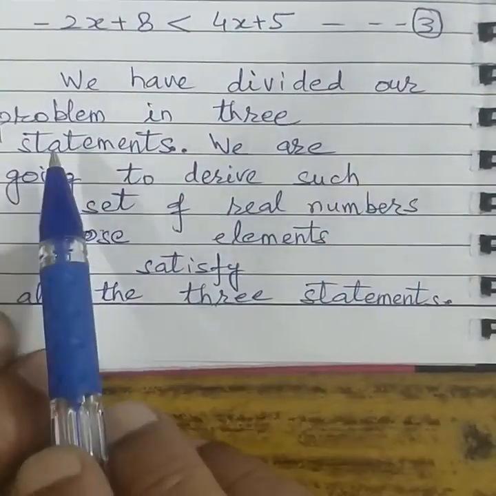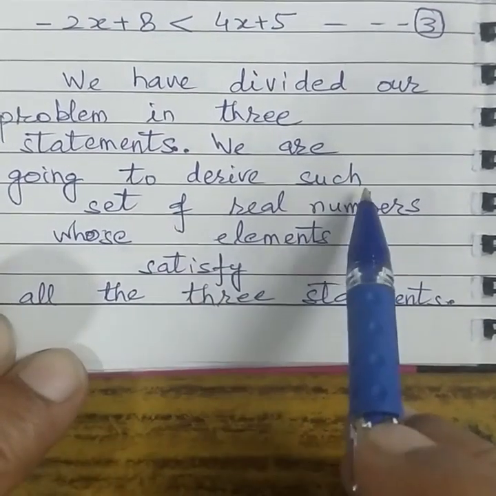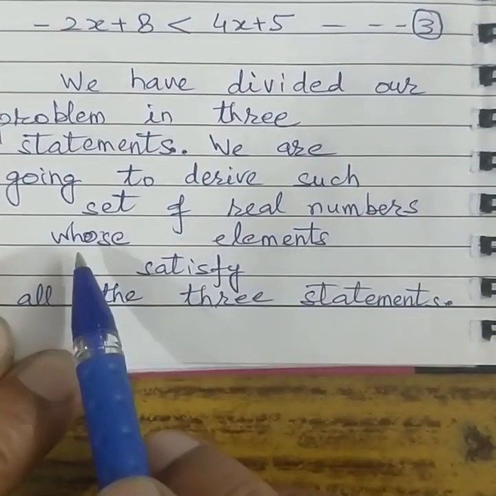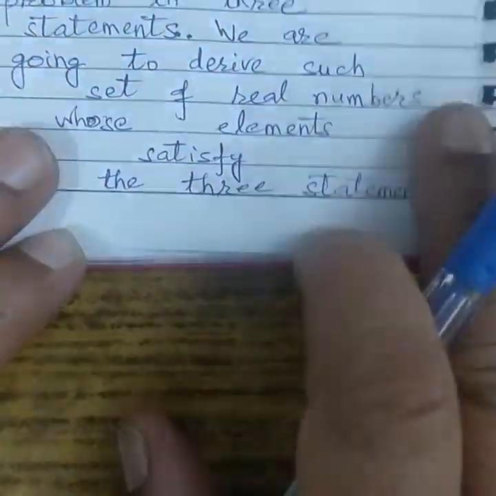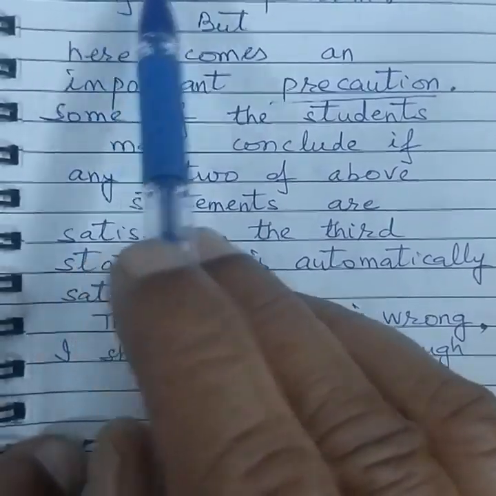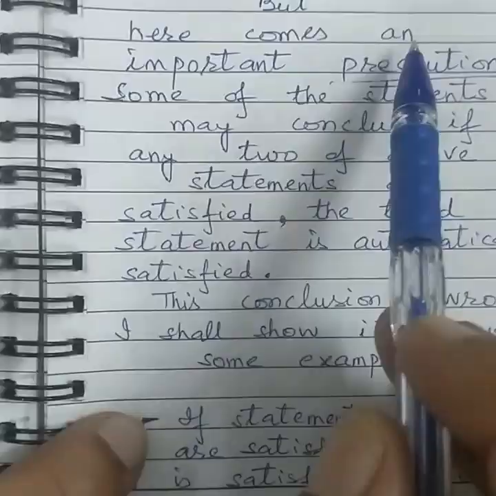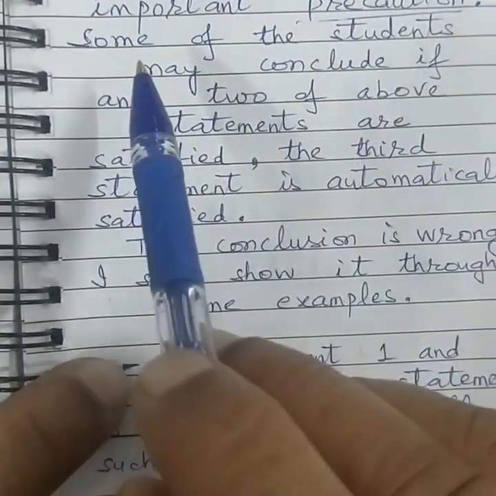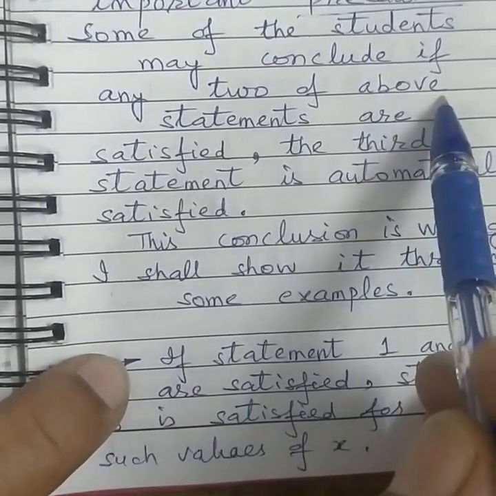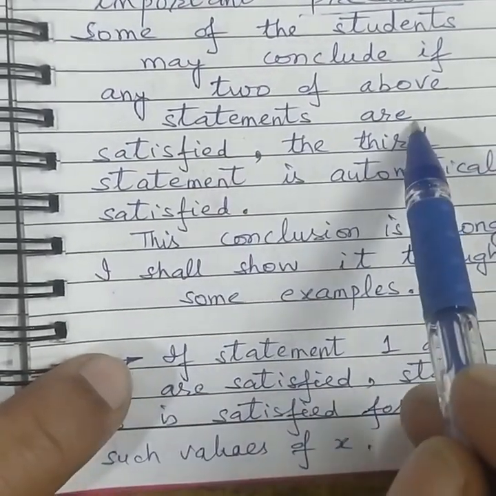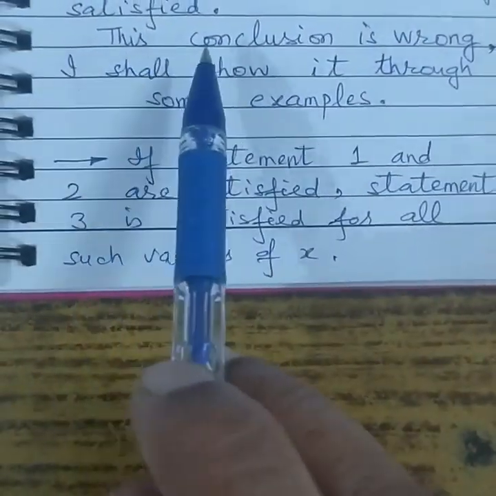We have divided our problem into 3 statements. Now we are going to derive such a set of real numbers whose elements satisfy all the 3 statements. Such a set will be the solution set of our problem. But here comes an important precaution. Some of the students may conclude that if any 2 of the above 3 statements are satisfied, the third statement is automatically satisfied. This conclusion is wrong.